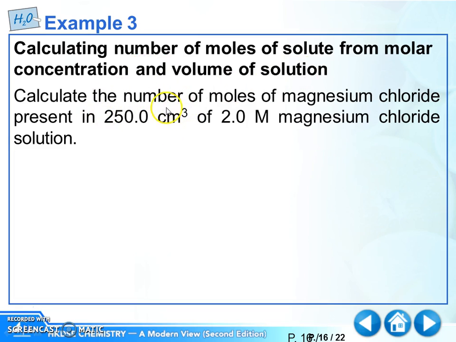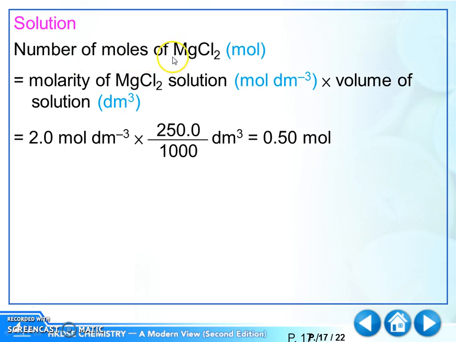So you're given the volume of the solution and also the molar concentration of the solution. So the number of moles of MgCl2 will be equal to the molarity of the MgCl2 solution multiplied by the volume of solution. You do not need to memorize this equation, because from the units you want to find out the mole. When you multiply the mole per dm cube with the volume, which has the unit of dm cube, then you get the mole as the answer. That is the number of moles. This is always my way to memorize the formula, making use of the units.